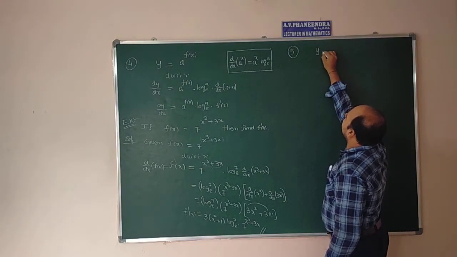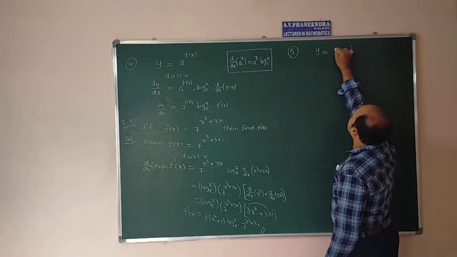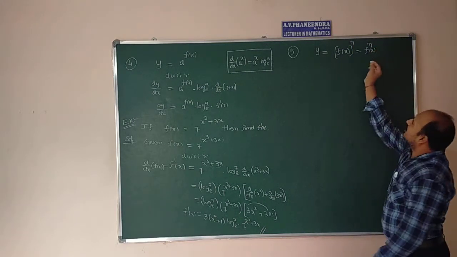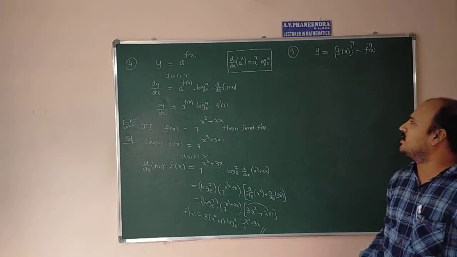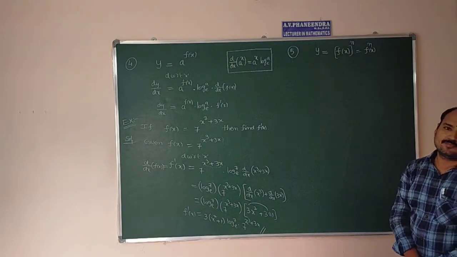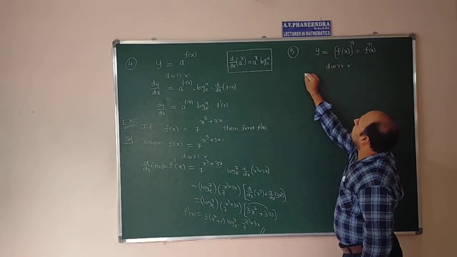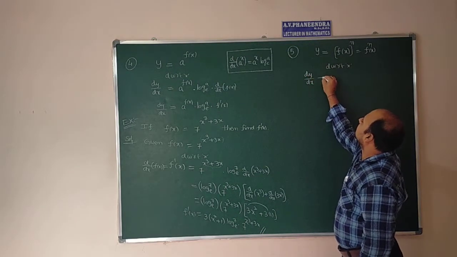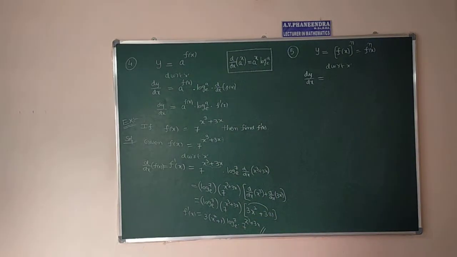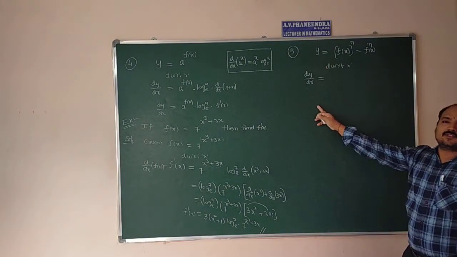Suppose if the function y equal to f of x whole power n, both the meaning is same, f power n of x, both the meaning is same. In this type questions, how to differentiate? Then find a derivative of this function. So differentiate with respect to x. Y derivative is dy by dx.